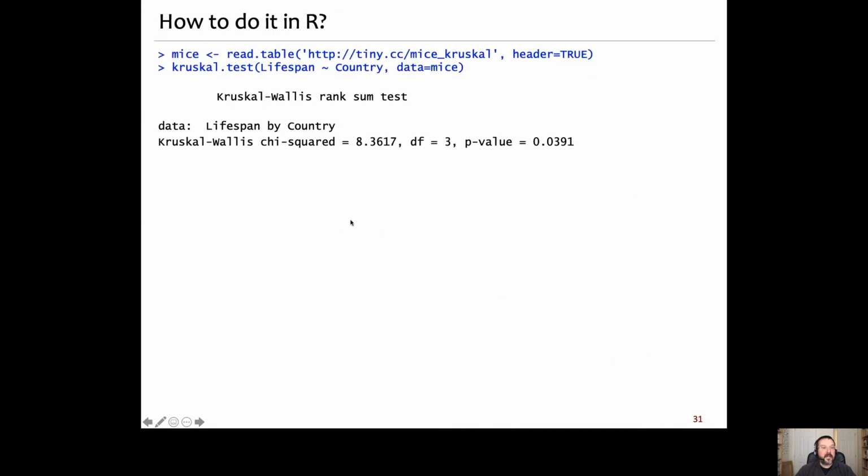How do you do this in R? Very simple. There is a function called Kruskal.test. You provide it with data, which you can download from this website. And there is a formula, lifespan versus country, and it will give you all results you need, including the p-value of 4%.